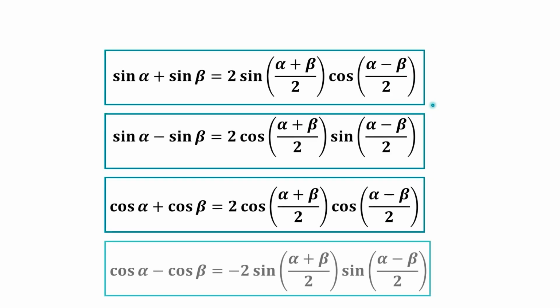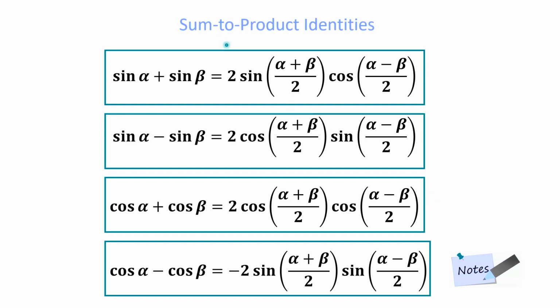Now looking at some more identities, we have the following. And you'll notice on the left hand side we either have a sum or a difference. And on the right hand side you'll be able to notice we have a product. We can see that because we have 2 multiplied by sine of alpha plus beta all over 2 multiplied by cosine of alpha minus beta over 2. So this is a product, and it's the same for these other 3 identities. So this is often what we call the sum to product identities.